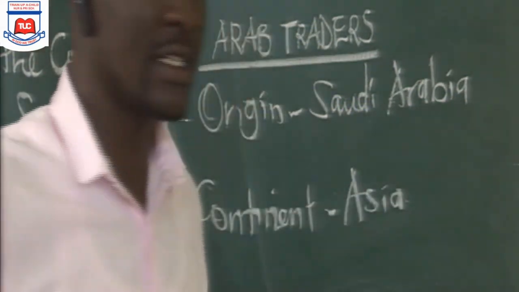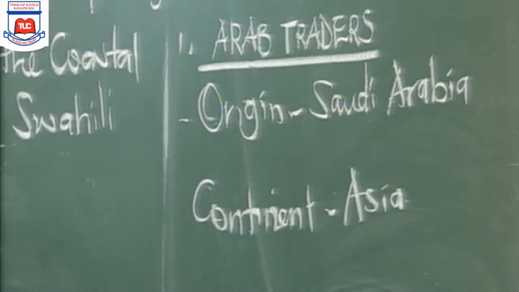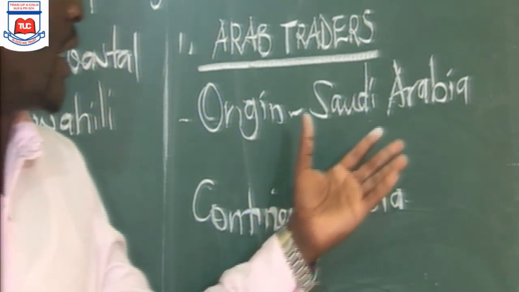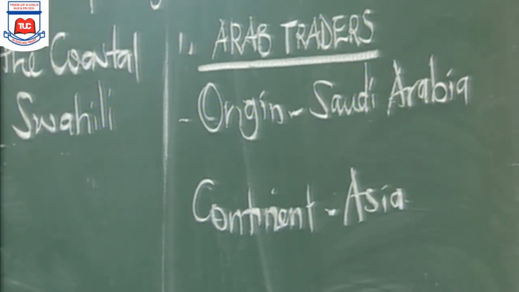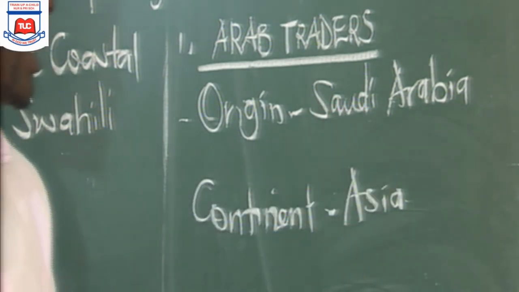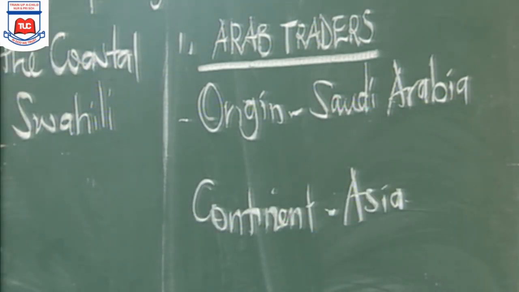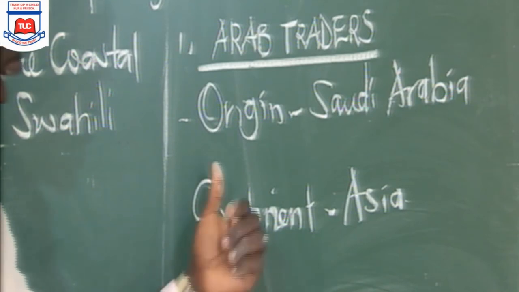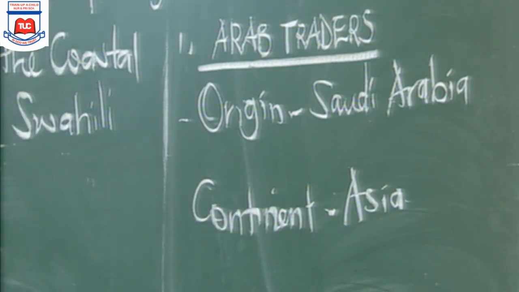Sometimes you can be asked this question. The question can ask for the country where they came from. The answer will be Saudi Arabia. Or if it asks for the continent, then you have to put Asia as the continent.